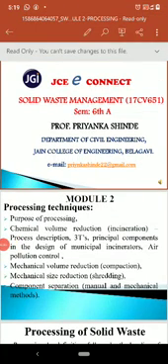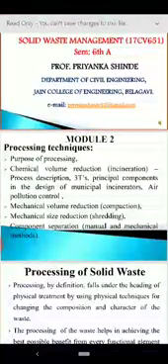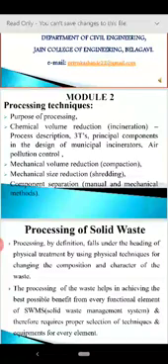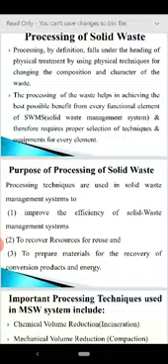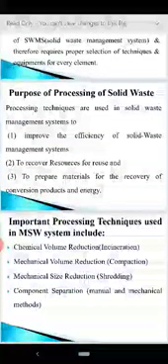Hello students, we have started with module 2, that is processing techniques. In this we have learnt what is the purpose of processing and what the different methods of processing the waste are. Processing of solid waste is the physical treatment, using physical techniques, for changing the composition and the characteristics of the waste. We discussed this in the previous class.